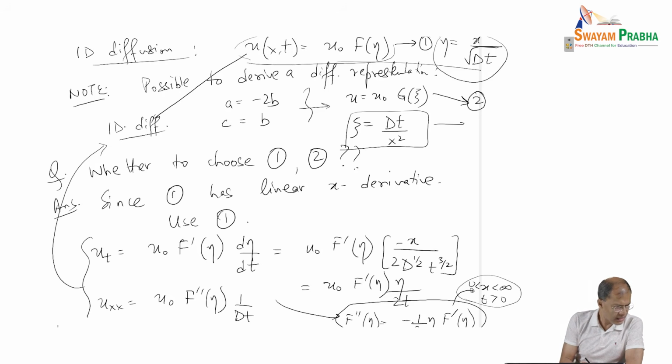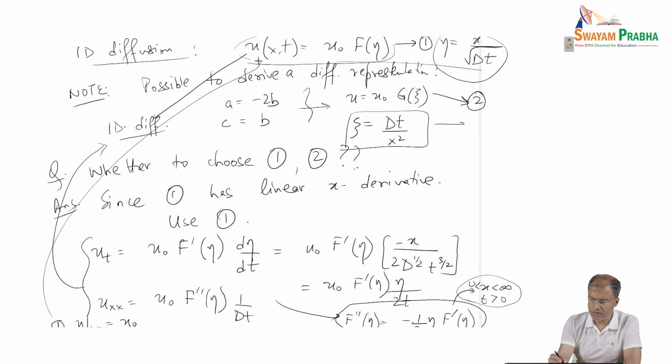So notice that we had the condition that u at x equal to 0 is u0, right? So if we plug it into this form, the form 1, we get that this is also equal to u0 times f at eta at x equal to 0, which is 0. So this is f at 0. So from here we get one condition: f at 0 is 1. So at eta equal to 0 the function f is 1.